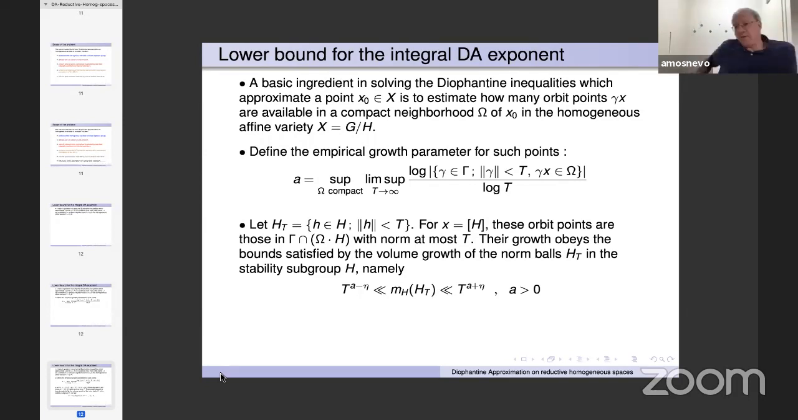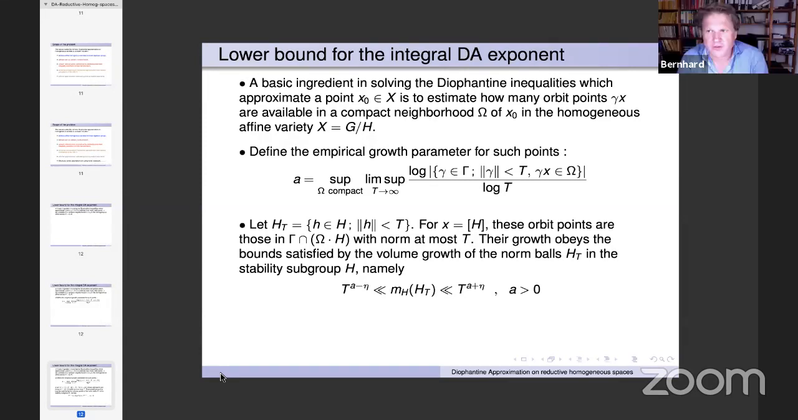And that is a form of the lattice point counting problem in this case. But it shows us the absolutely crucial point that the number of points available to us for approximation, the number of points that actually play this game, is controlled by volume growth in the stability group.